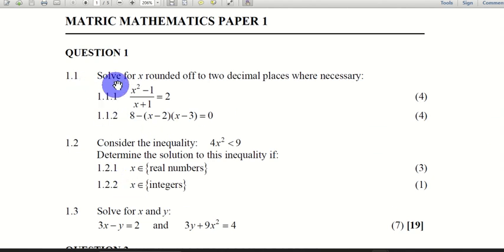So there they ask us: solve x, rounded off to 2 decimal places where necessary. Now I want you to think back. I need everyone's attention quickly on the board. This is not your straightforward question number 1.1. There's 4 marks available. So I'm going to try and explain to you in 4 minutes. I want you to mark your own work.